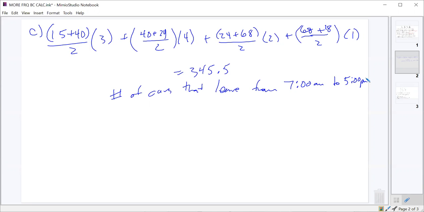Easy enough for part C, I think. This is a pretty easy question. They gave you 1 for the setup, 1 for the number, 1 for the explanation.